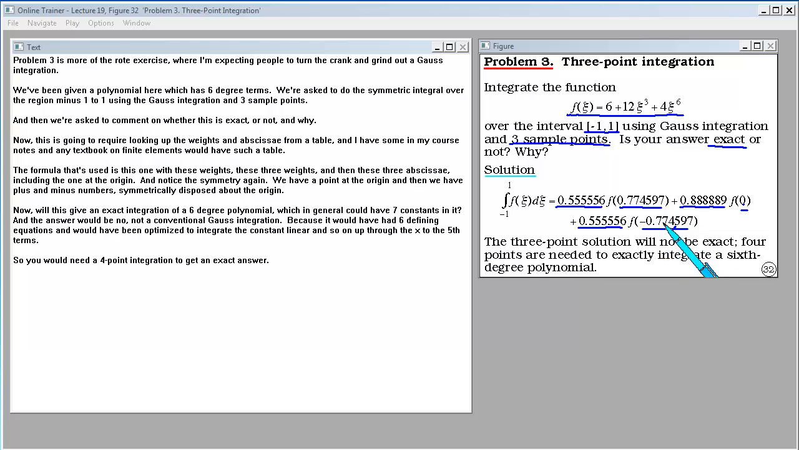Now, will this give an exact integration of a 6th degree polynomial, which in general could have 7 constants in it? And the answer would be no, not a conventional Gauss integration, because it would have had 6 defining equations and would have been optimized to integrate the constant, linear, and so on up through the x to the 5th terms. So you would need a 4-point integration to get an exact answer.